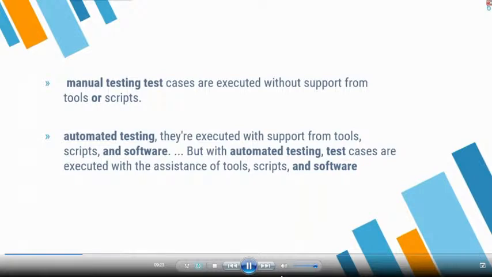When you're talking about automation testing, automation testing is executed with the support of tools. Here we are using some tools, scripts and software. Automation test cases are executed with the assistance of tools, scripts and software. So in automation, you need not launch anything. You just need to write some script, either in Java, Python, Ruby, or C sharp, any language. Based on the tool and the software, we can execute all our automation test cases.